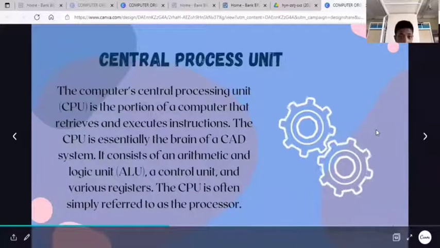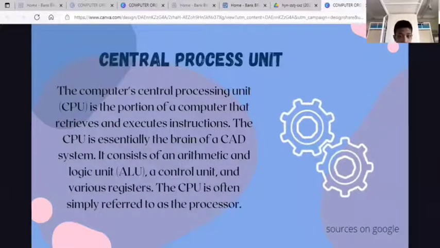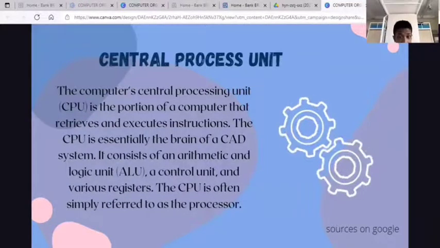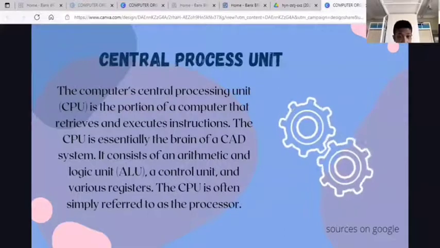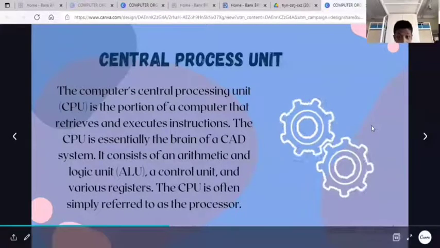The computer central processing unit, or as we call it, CPU, is the portion of a computer that retrieves and executes instructions. The CPU is essentially the brain of a computer system. It consists of an arithmetic and logic unit, a control unit, and various registers. The CPU is often simply referred to as the processor.